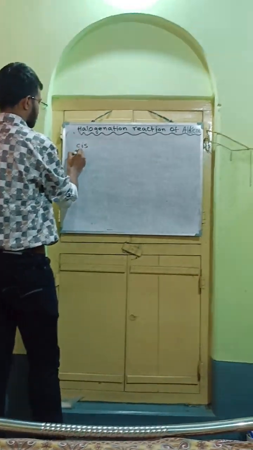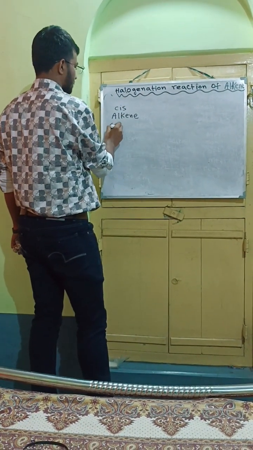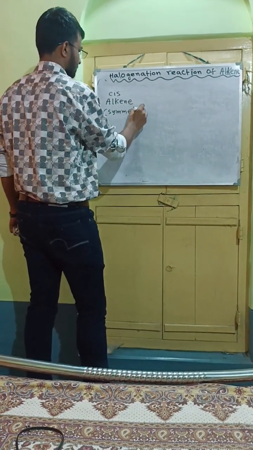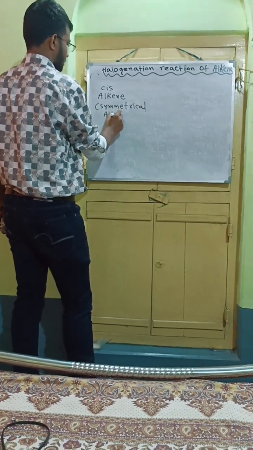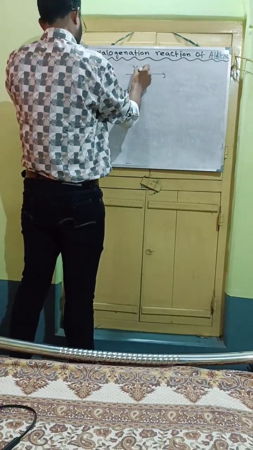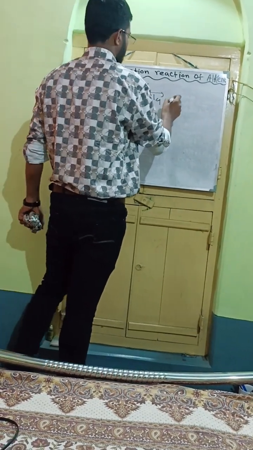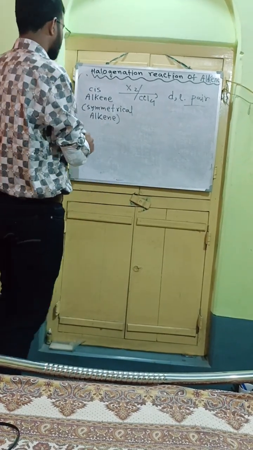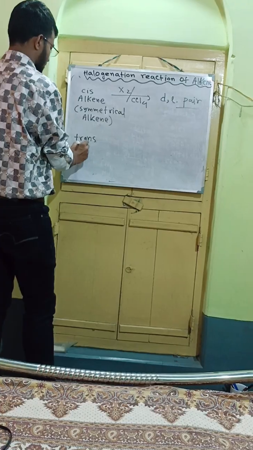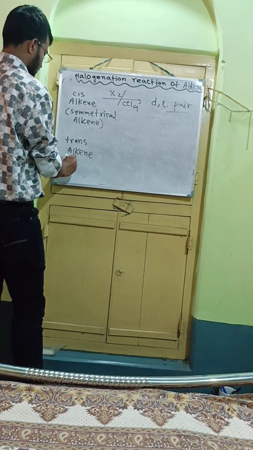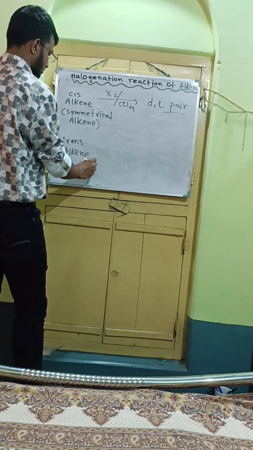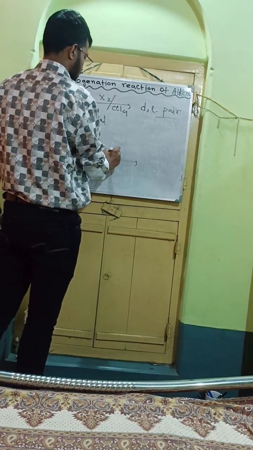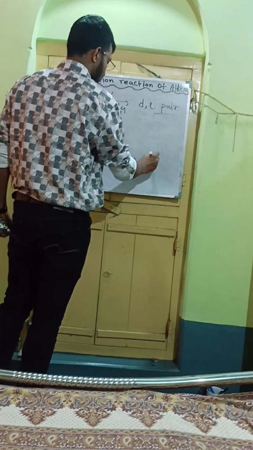Cis alkene, that is symmetrical alkene, with X2 CCl4, the products are DL pair, and trans alkene is here also a symmetrical alkene, and here also what we find is meso compound.